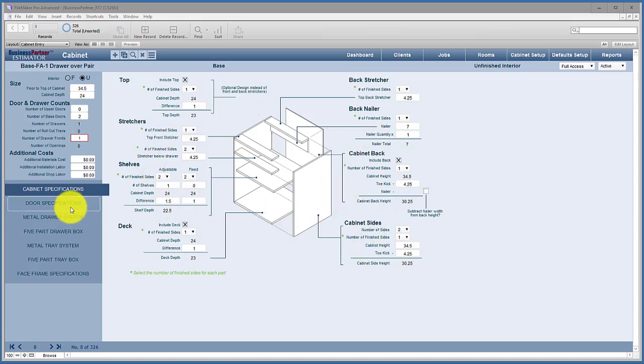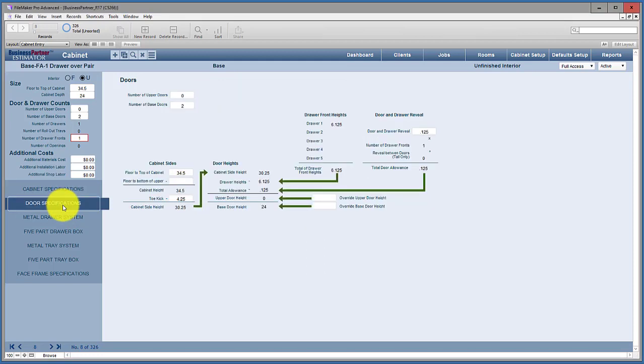Now I'd like to go to the door specifications and give you some basic information there. Since this is a base cabinet, there are 0 upper cabinets. This field would have already been populated if you filled it in here, but it could go either way. You could fill in from this interview process down here, or you could fill in here and it would self-populate here. So it could go either way, whichever makes the most sense for you.